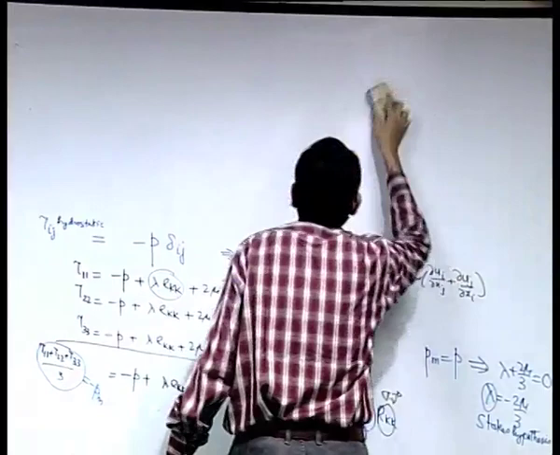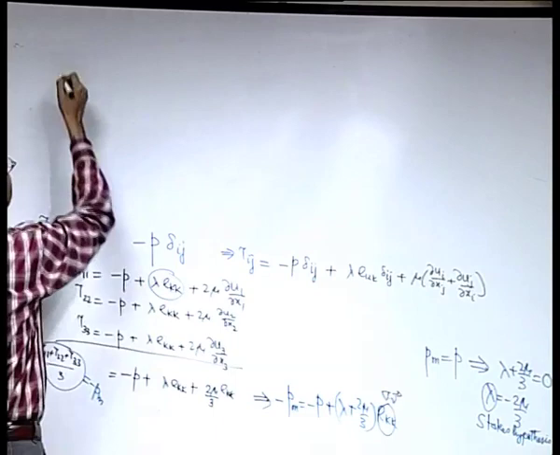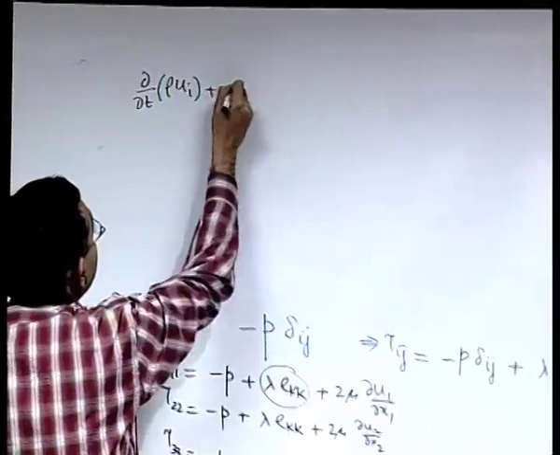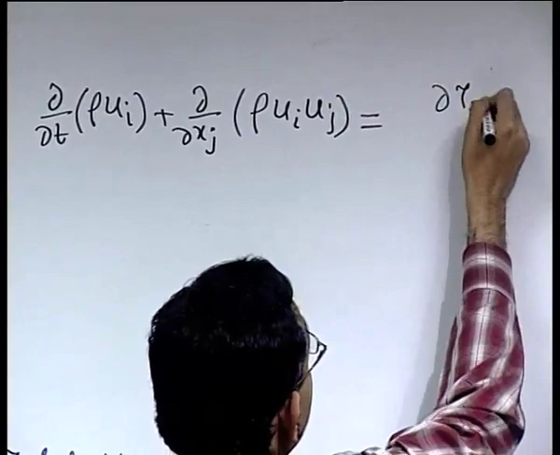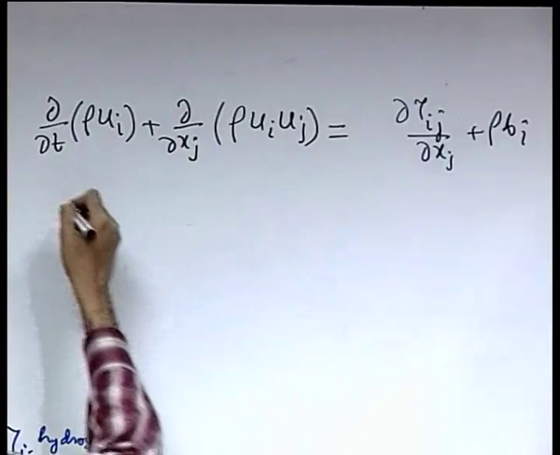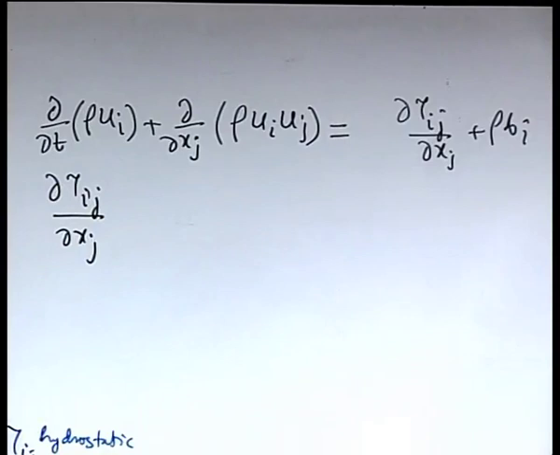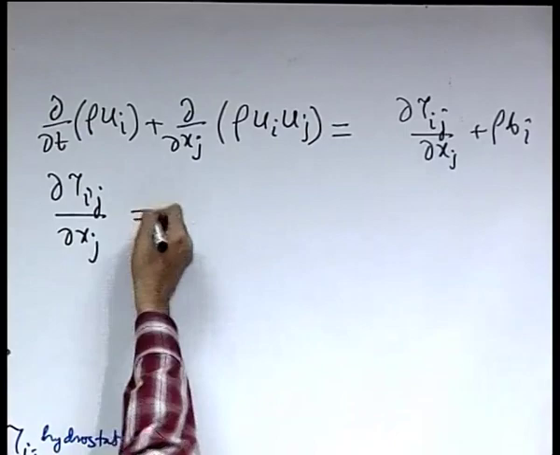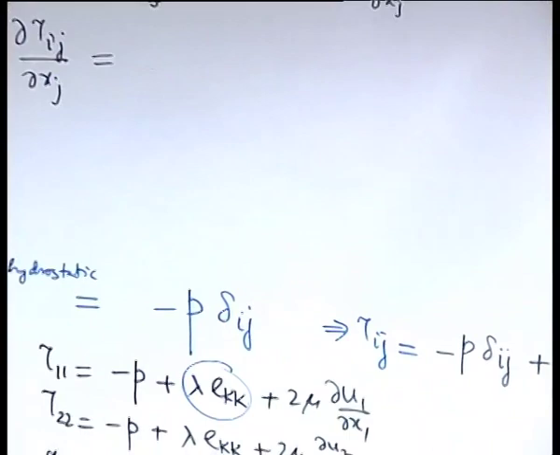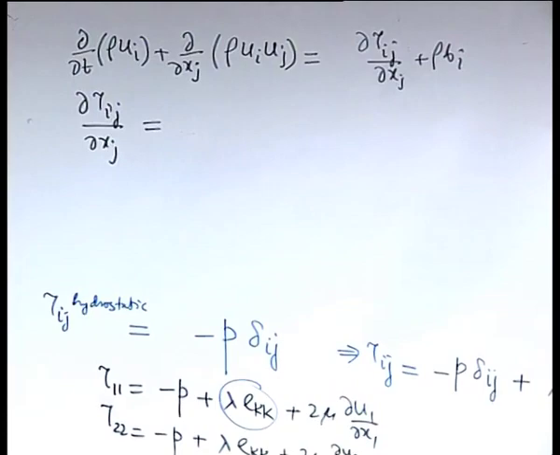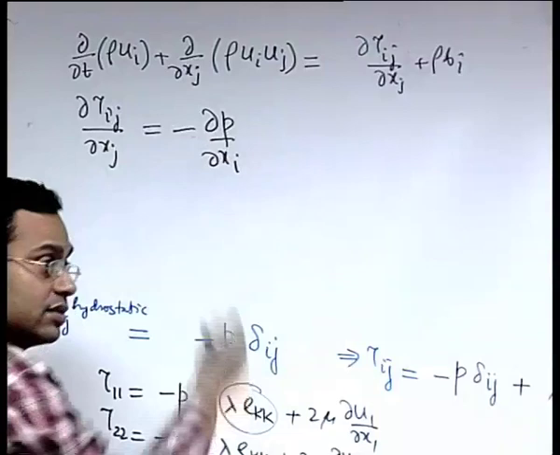So let us start with the Navier's equation, that is, del tau ij del xj. Tau ij is minus p delta ij. So if you partially differentiate this with respect to xj, what will happen? Delta ij and xj both are there. So delta ij will become non-zero only when j equal to i. So this will become minus del p del xi.